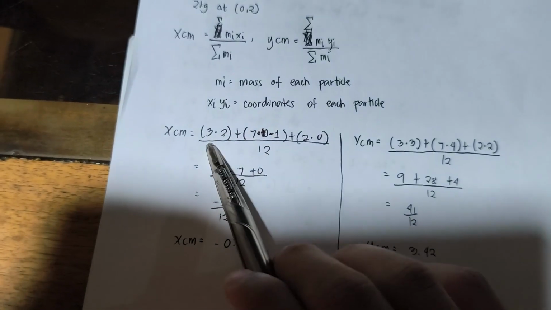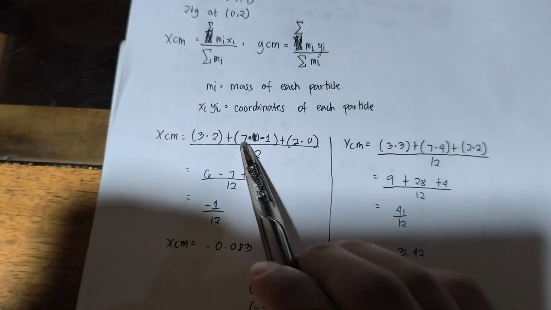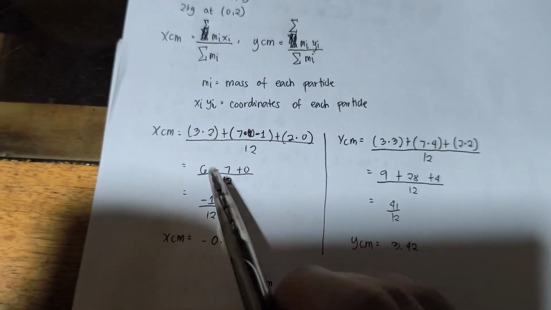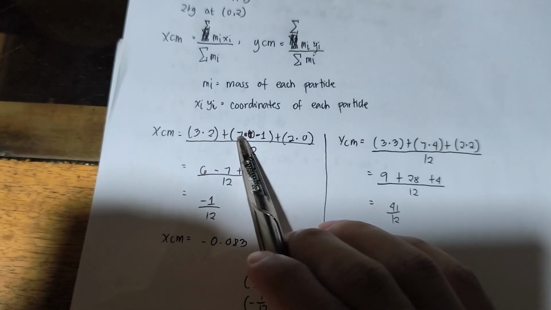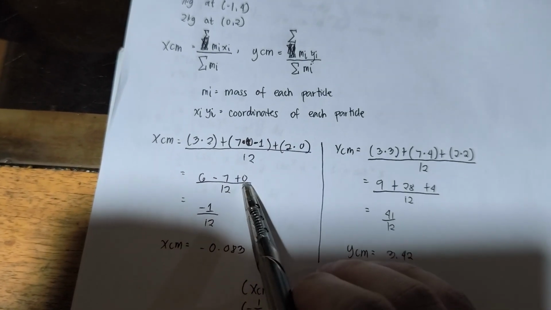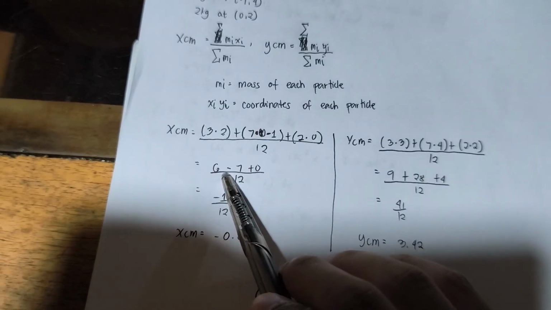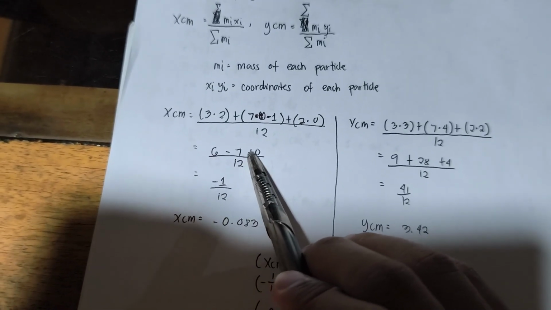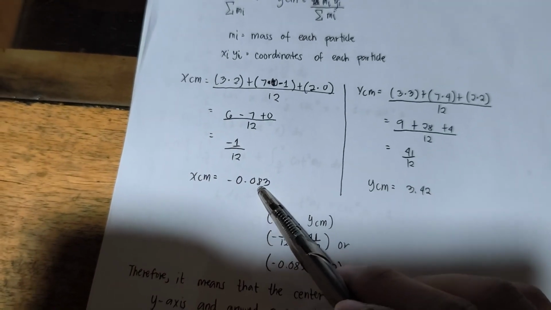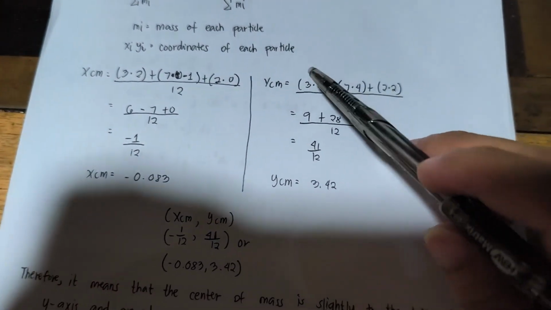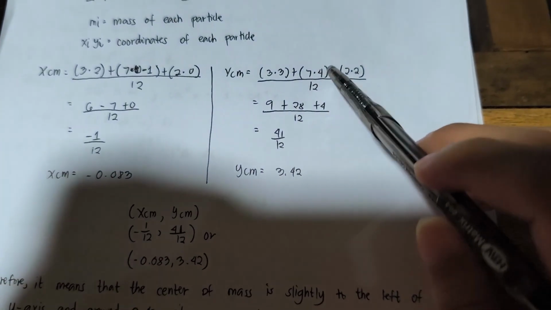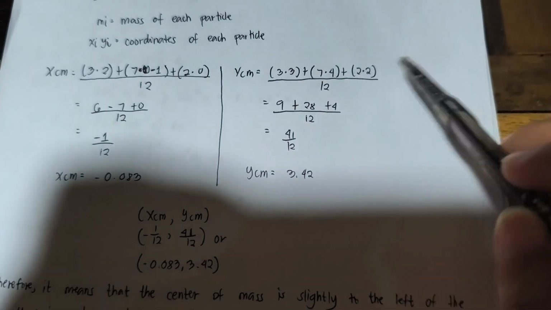So for x, we have 3 times 2 plus 7 times negative 1 plus 2 times 0, over 12. So 3 times 2, we have 6. 7 times negative 1, we have negative 7. Then 2 times 0, we have 0, over 12. So 6 minus 7 plus 0, we have negative 1 over 12, or negative 0.083.